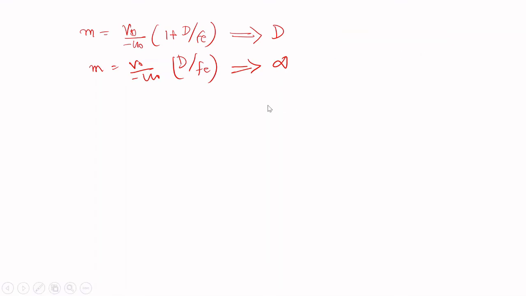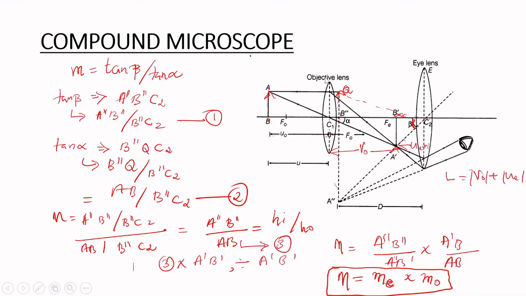Sometimes your question will be in terms of tube length of the microscope. What is meant by tube length of the microscope is L is equal to VO plus UE. Only positive values you have to add. We'll see what VO and UE are in the figure. In terms of tube length, how will we write this magnification formula? For that, let us imagine this object we are sliding to FO. Okay, AB we are keeping at FO.